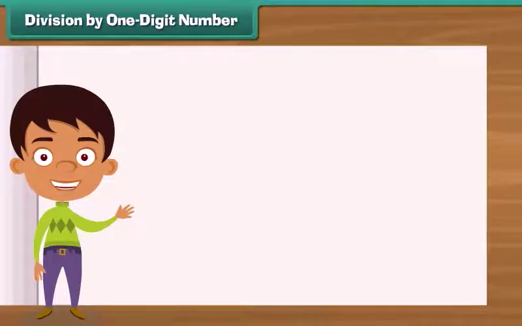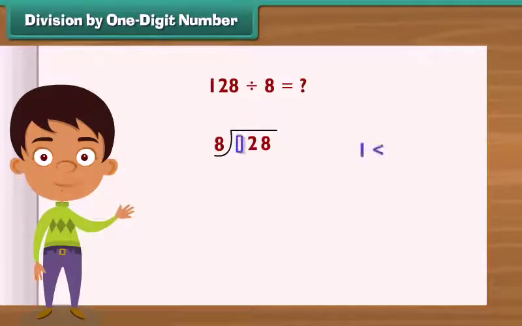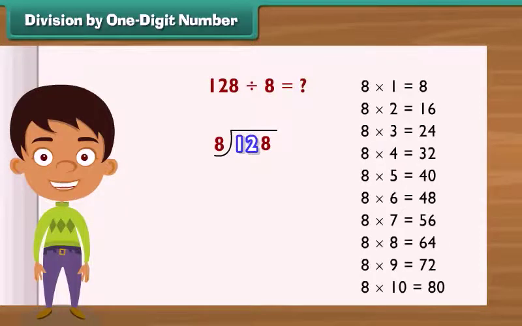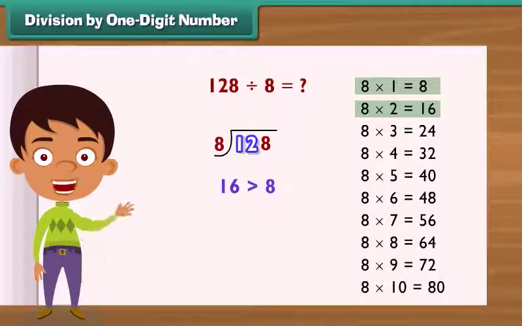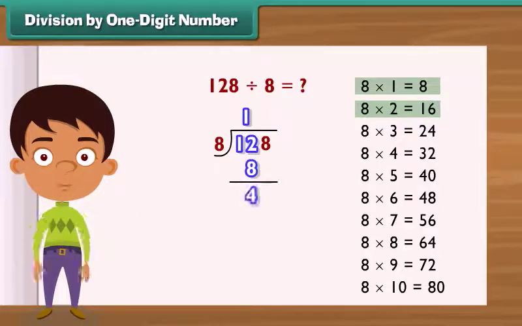Division by one-digit number. Let us now divide 128 by 8. Since 1 is less than 8, so we will divide 12 by 8. Recall 8's table. 8 ones are 8. 8 twos are 16. 16 is greater than 12, so we use 8 ones are 8. Write 1 above 128. Subtract 8 from 12. Write the answer as 4.